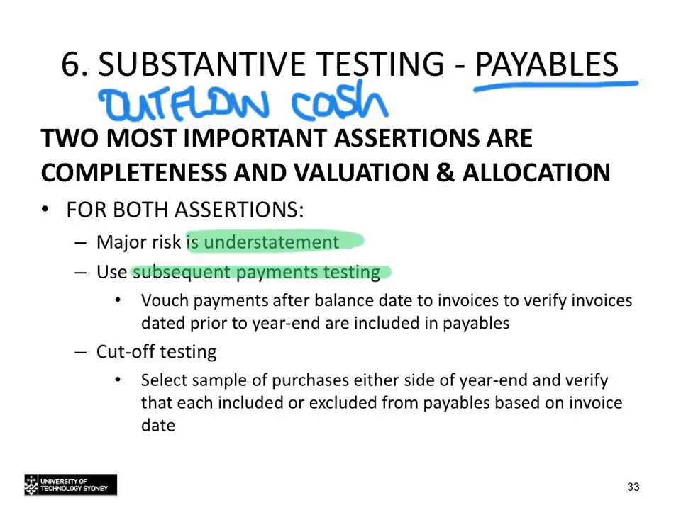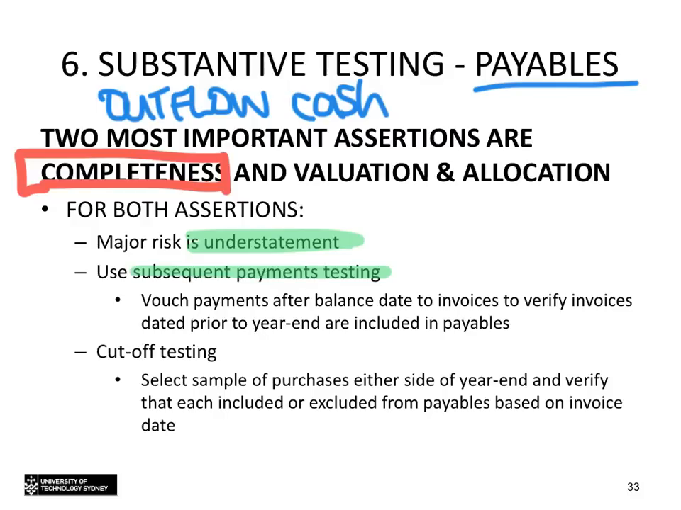So the completeness assertion for accounts payable or for any liability is the most difficult assertion on any account. So of all the things to audit, the most difficult thing to audit is completeness of liabilities. All right? Because you don't know if the client is trying to hide something or whether they have recorded anything. So you're potentially trying to find something that might not be there.